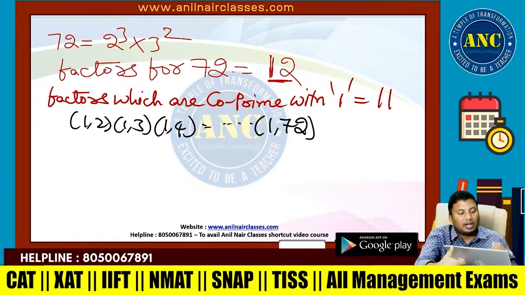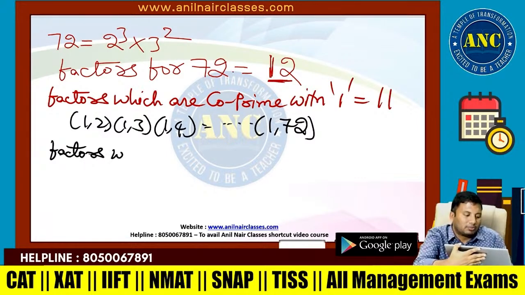Am I right? Next one: factors which are co-prime among themselves.